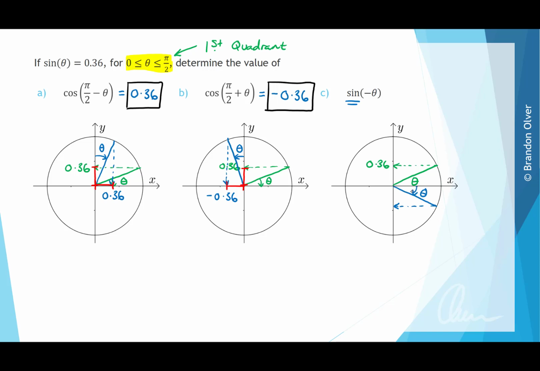And that value there, as we're in the fourth quadrant, we can see the y value is negative, so it's going to be negative 0.36. So sine of negative theta is equal to negative 0.36.